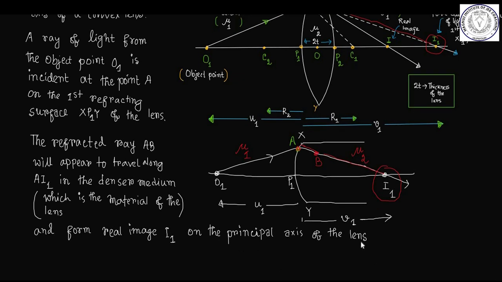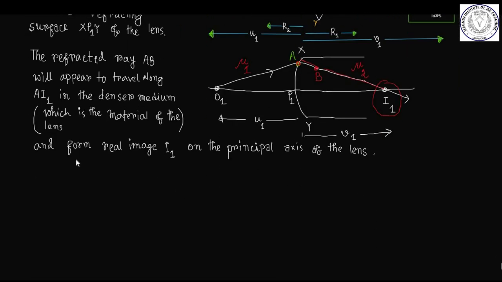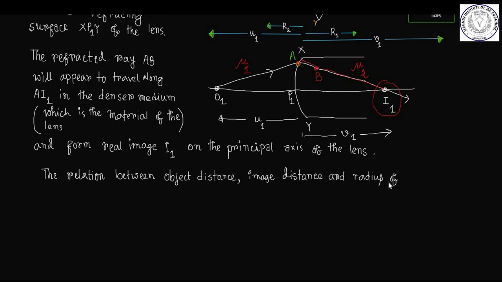The refracted ray AB will appear to travel along AI1 in the denser medium, provided there is no second refracting surface, and will appear to form a real image I1 on the principal axis of the lens. Now the relation between the object distance, image distance, and radius of curvature.